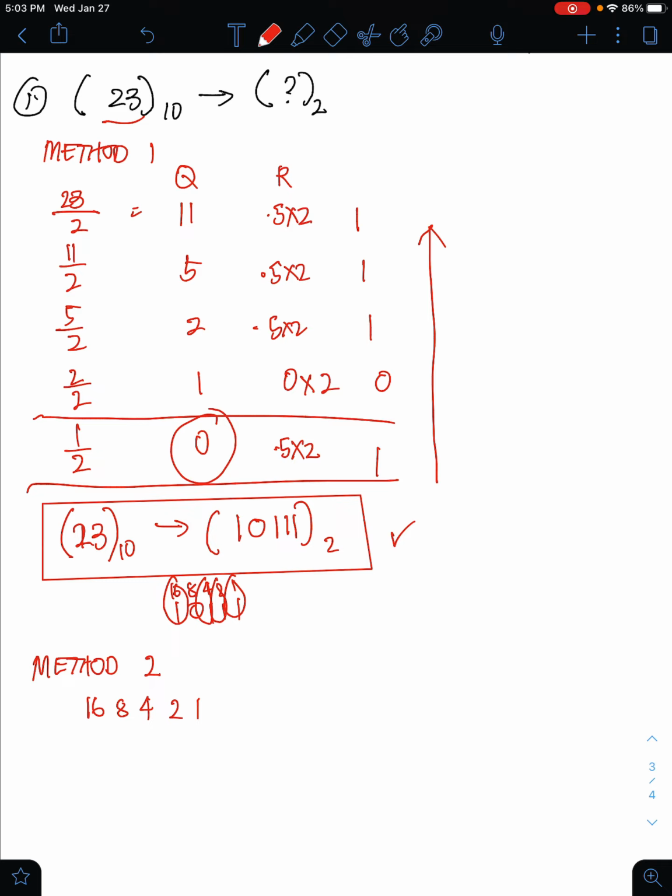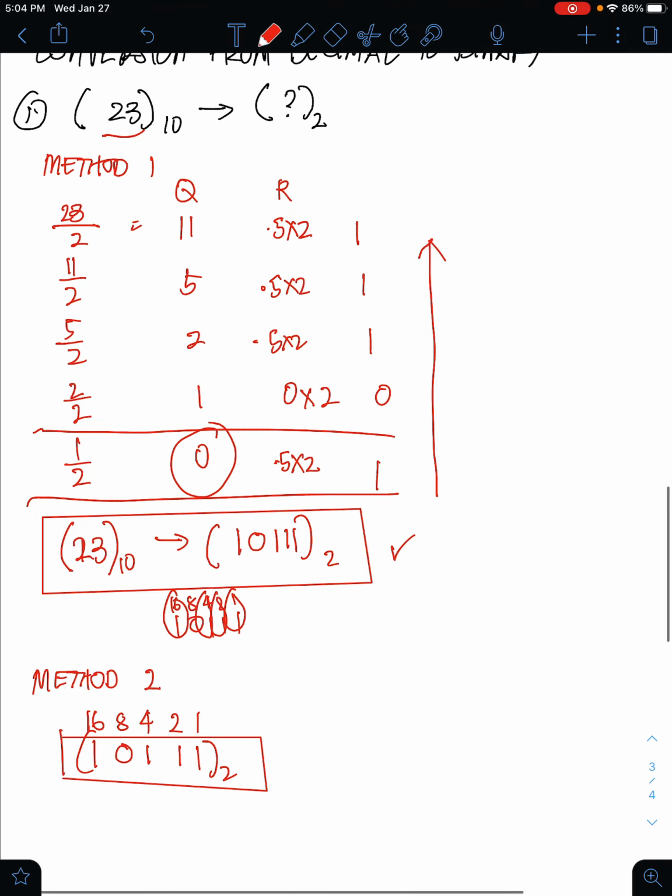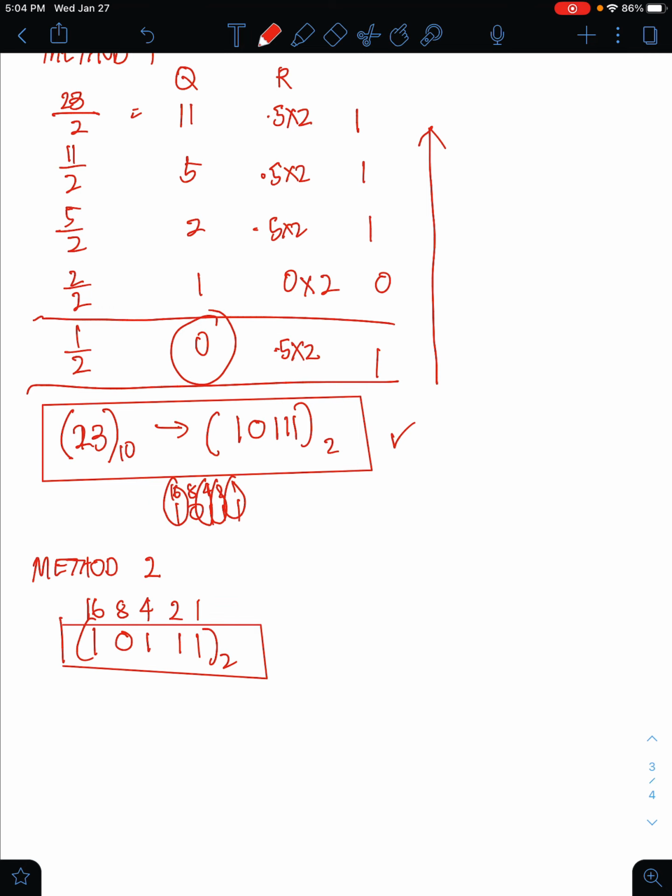So if we turn on 16, the remaining number is 7, since 16 plus 7 is 23. Which means you will be turning on these 3 right here. Therefore, 16 plus 4 is 20, plus 2 is 22, plus 1 is 23. Now, this is your final answer. You can decide which method you will use: either divided by 2 or the second method.